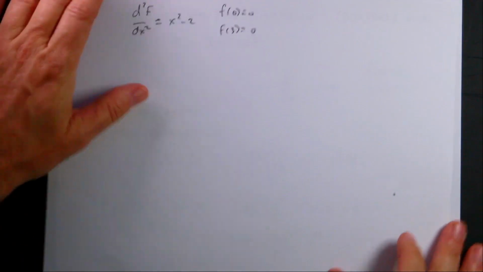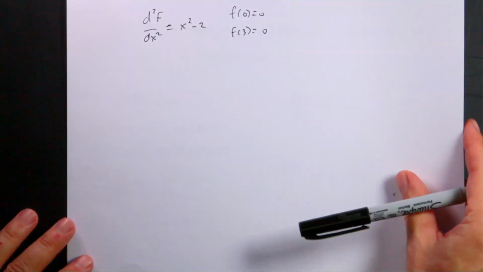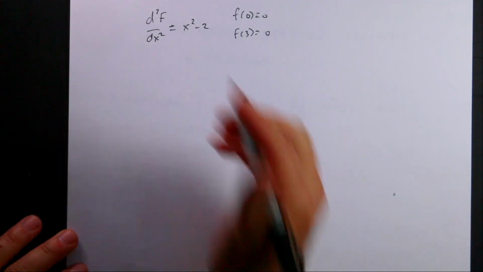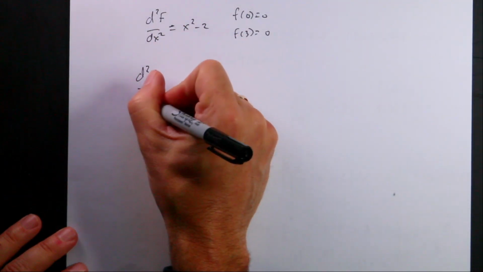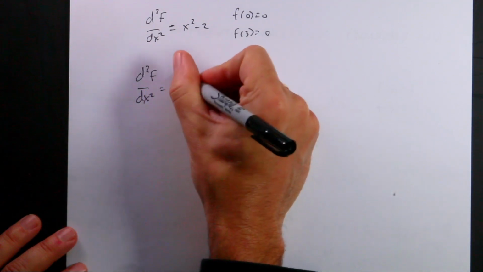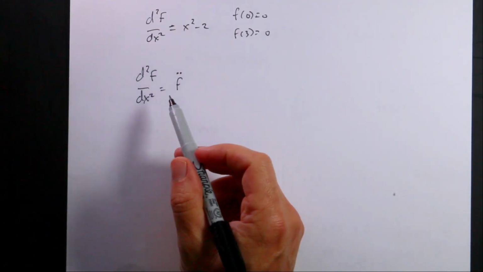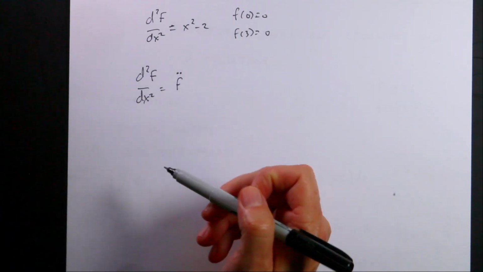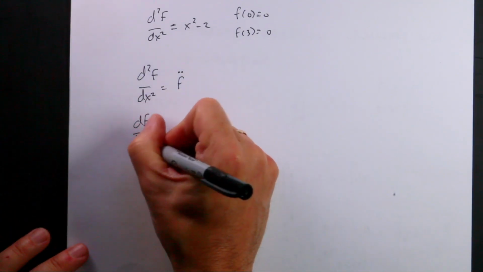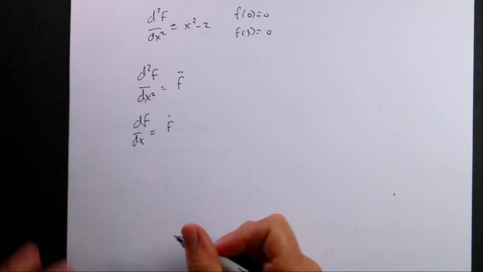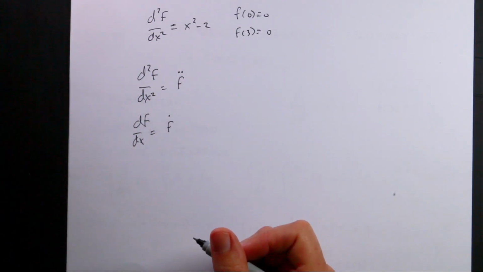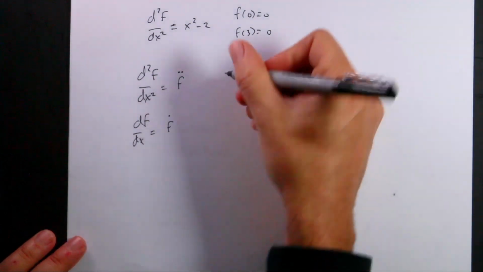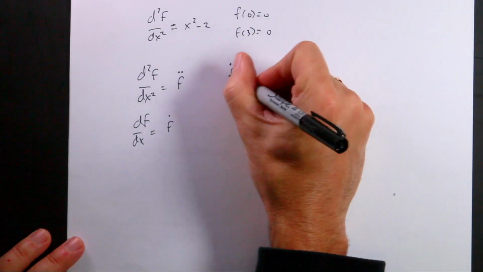Okay. First thing, I'm going to make a substitution here. I'm going to call this f double dot. So I'm going to say the second derivative of f with respect to x is going to be f double dot. So the double dot means the second derivative with respect to x. And then I could say this, df dx is f dot. And 1, I just think it looks cool, and 2, it's going to save us a lot of time too. So let's say that I'm going to use the Euler method of solving a differential equation. So if I can write f double dot as this.